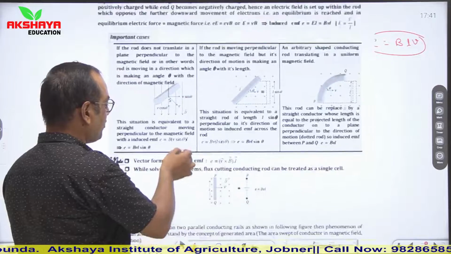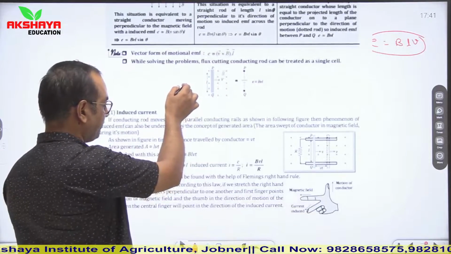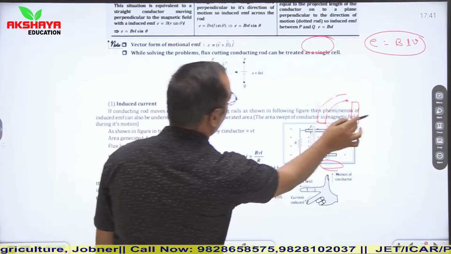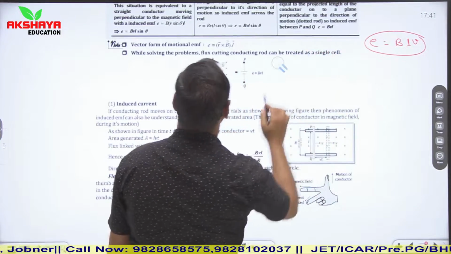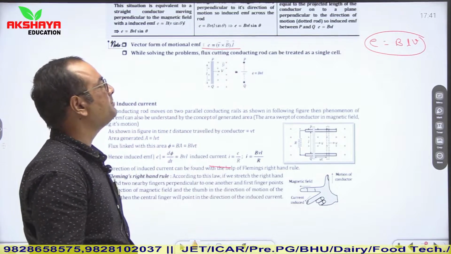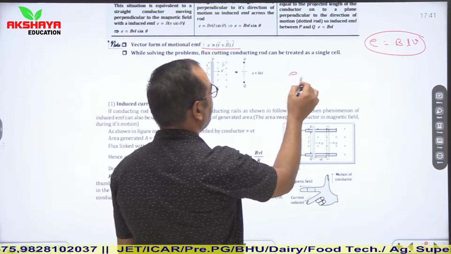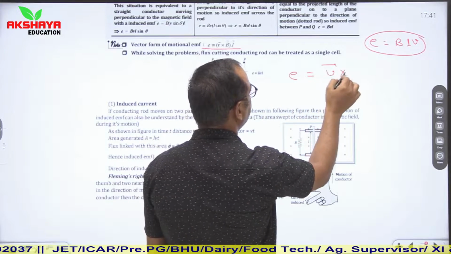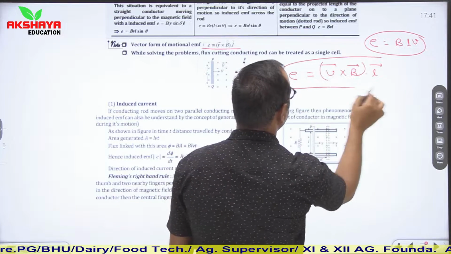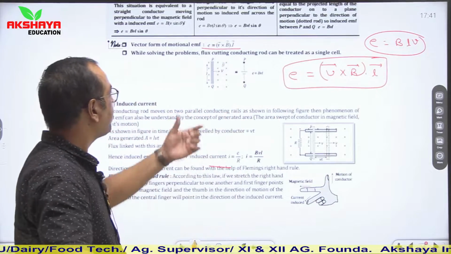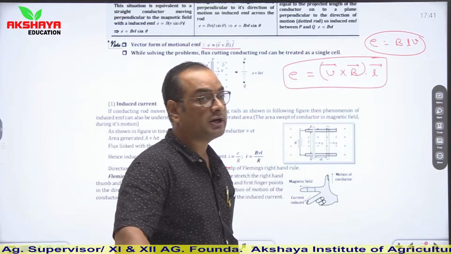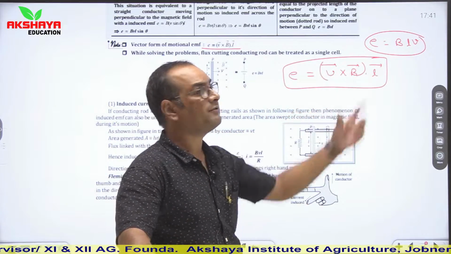Now see the vector form of motional EMF. What is the vector form of motional EMF? The vector form is E is equal to V vector cross B vector dot L vector. This is the general concept of its vector form. This way, it will be maximum if V and B are perpendicular to each other and they are in the direction of the length vector.